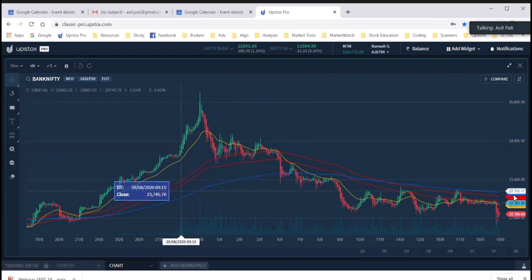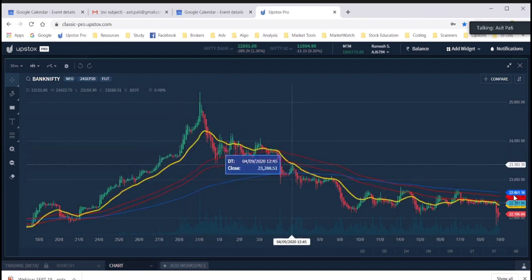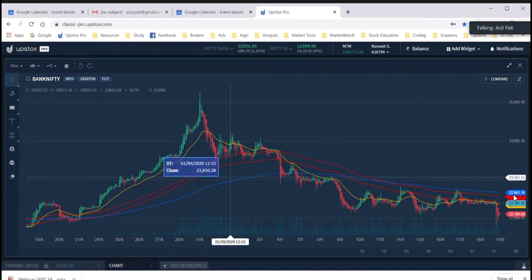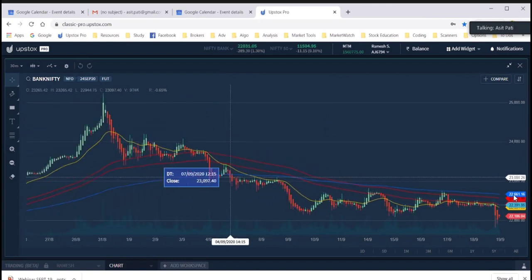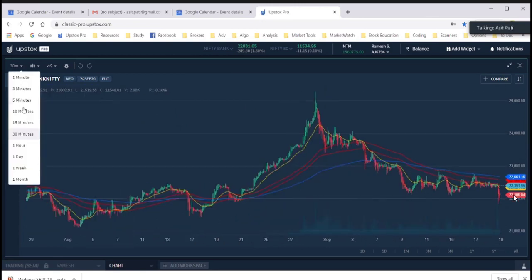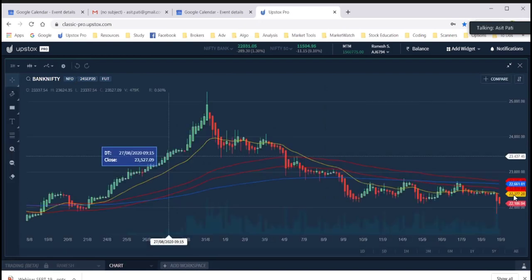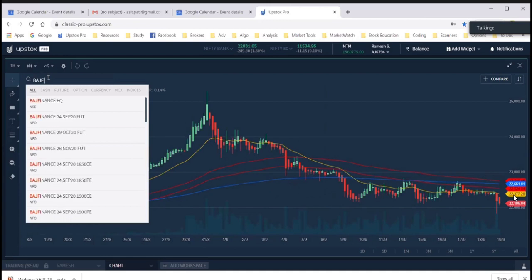The red one is obviously the 89 EMA band. The yellow, gold one is the 21, and the blue one is the 200. Now, let's not see it in 30 minutes, let's see it on an hourly basis at least. Bank Nifty again, not at script, I can see the chart in hourly, but let's say Bajaj Finance.